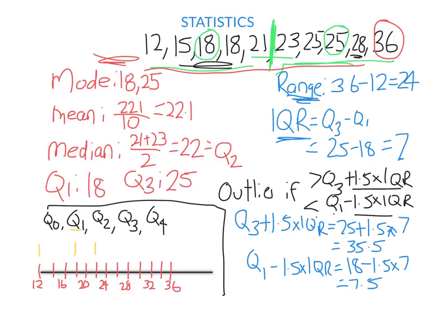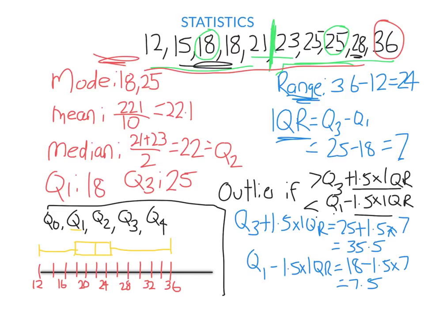Q3 was 25, which will be about there. And then finally we had 36, which was the maximum. So the box part of the box plot is the middle 50% of scores. You join those up into a box, and the other two are called whiskers. What this does is display the distribution of scores.